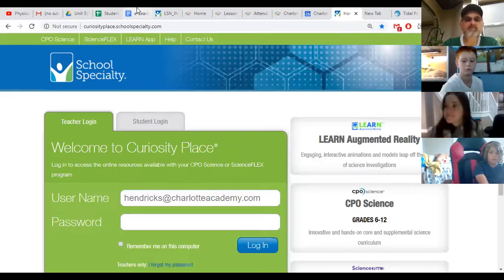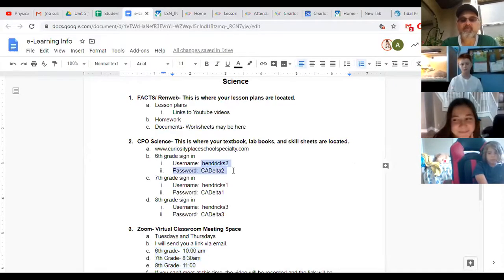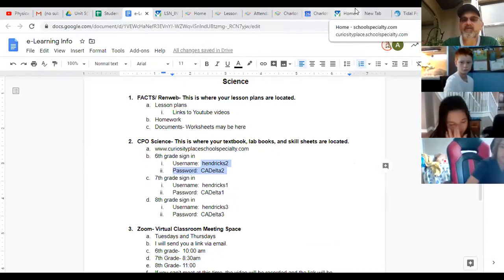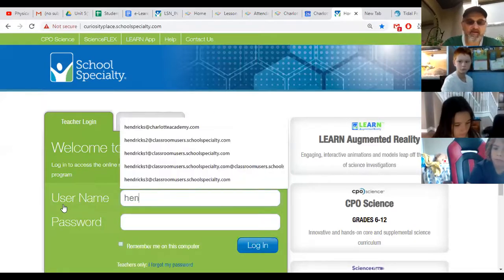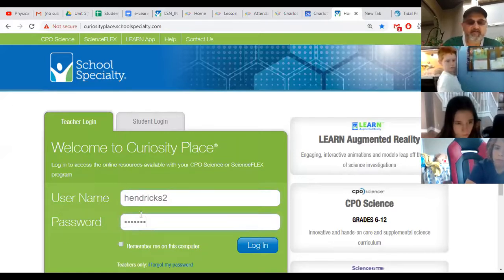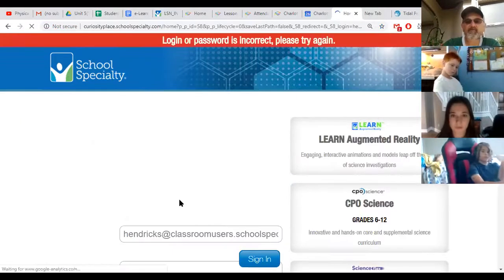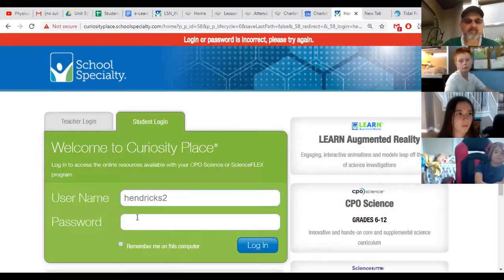But if you do, then you have this document here that has the 6th grade username and password, Hendrix 2, CA Delta 2. And all you would have to do to sign in is go and put these in. Most importantly, don't do teacher login, do student login, and then you log in. Whoops. Sorry, it got rid of my username and password when I switched over.